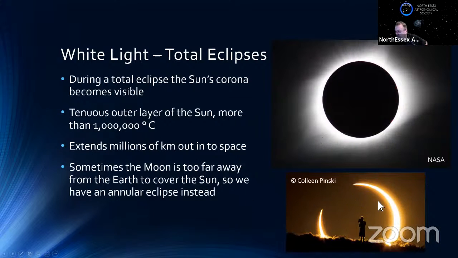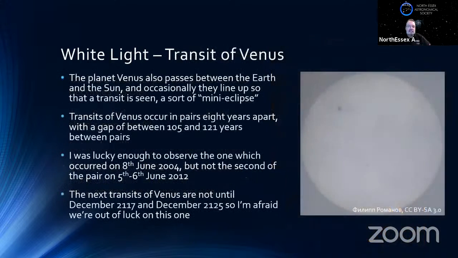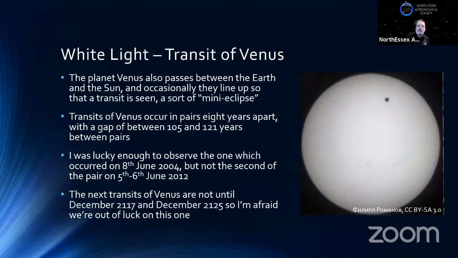Sometimes the moon is just a bit too far away from the Earth. We know about supermoons, and we have the opposite, where moons are a bit small because the orbit of the moon is not circular either around the Earth. So sometimes you get what's called an annular eclipse, where the moon doesn't cover the whole disk of the sun. It creates a big ring of fire like that. Well worth trying to see any type of eclipse.